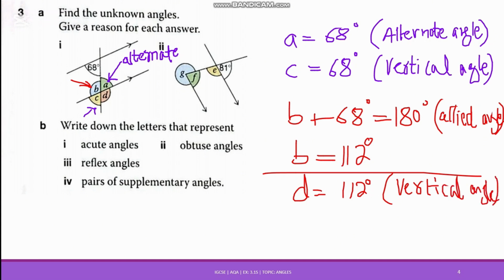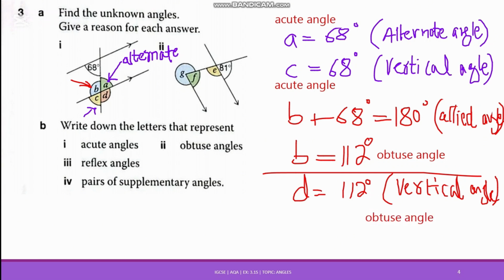Now we will write down the types of angles. So here A was actually 68 degrees, means it was an acute angle, and also C is an acute angle because this is also less than 90 degrees. And B is actually the obtuse angle, which is more than 90 degrees. And D is also obtuse angle because the size is also more than 90 degrees.